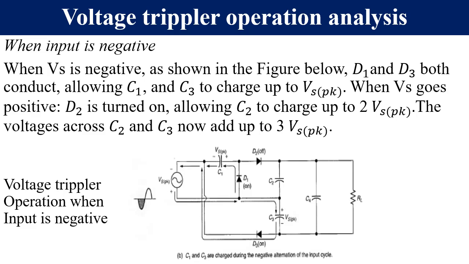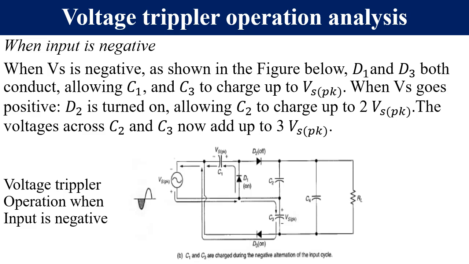When the supply voltage is negative, D1 and D3 both conduct, allowing C1 and C3 to charge up to the supply voltage. Please take note that our capacitors are charging up to the supply voltage, and D1 and D3 conduct at the same time. Because of the way the two capacitors are connected, as shown by the direction of the flow of current, C1 and C3 will charge up to the peak supply voltage.